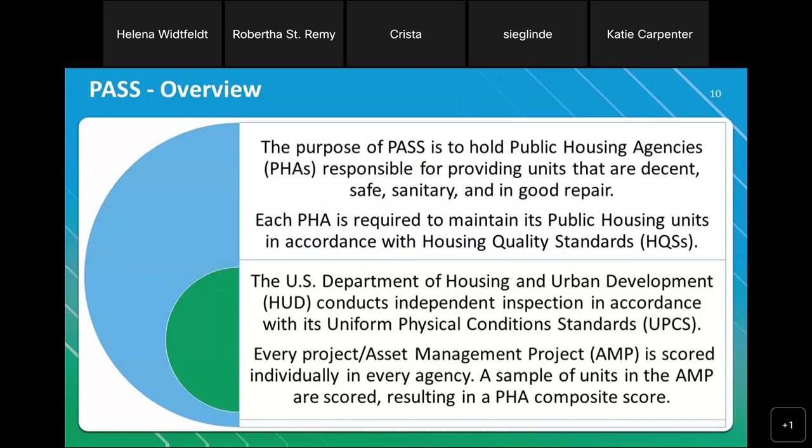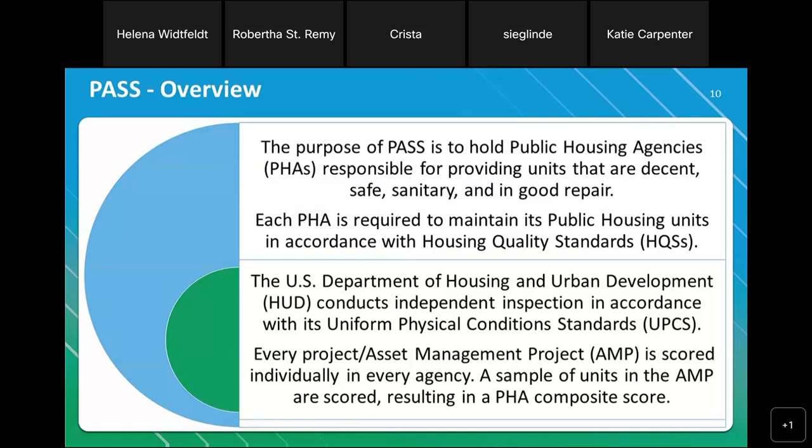There's training out there. We have touched on this in our other presentations from 1 through 4 and discussed PASS in more depth. But in general, it is holding housing authorities responsible that their units are safe, sanitary, and in good repair. We are required to have our units maintained under what we call in short HQS standards for inspections. And then, of course, the inspections follow the Uniform Physical Condition Standards, or in short, UPCS.